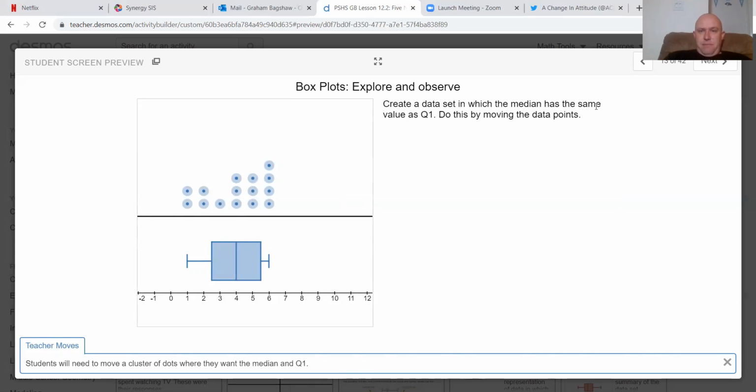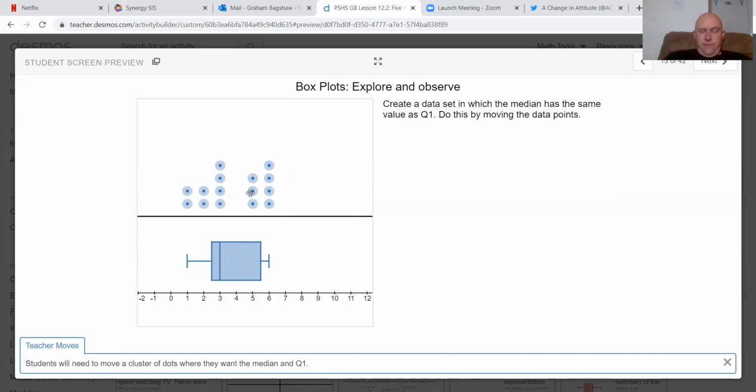Create a data set in which the median has the same value as quartile 1. So basically this line would be the end of the box. So you can experiment a little bit. So clearly that's only changing the end, so that's not going to do anything. And perhaps if I only move a few, I might not notice any difference either.